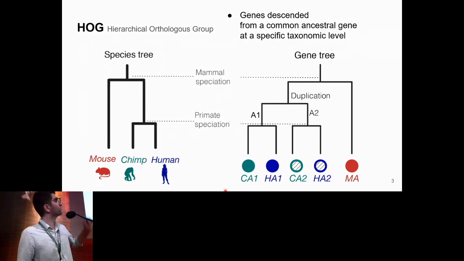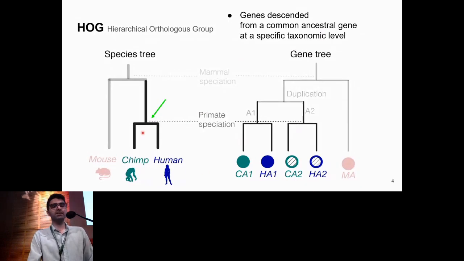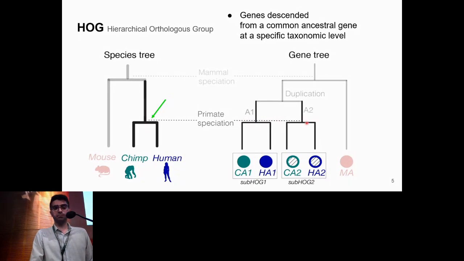We have these five genes. Let's start with the primate level. At each taxonomic level, for example, starting from primate, consider these four genes. These two genes descended from this common ancestor, so they can be grouped together as one HOG or sub-HOG. And also these two together descended from this point. But this node in the gene tree is a duplication event, so we need to have two different sub-HOGs.